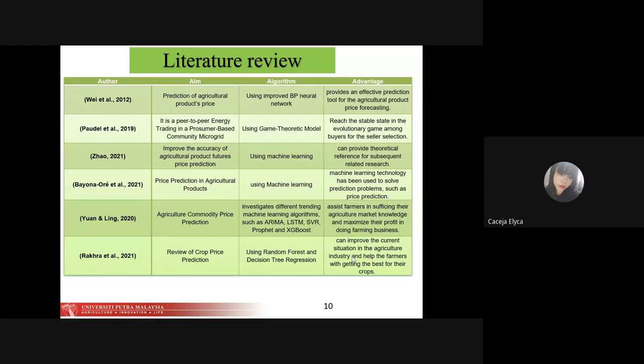And then we have Yuan Link 2020. They used it for agriculture commodity price prediction. They are using ARIMA, LSTM, SVR, Prophet, and XGBoost, which help farmers in sufficing their agriculture market knowledge and maximize their profit in doing farming business. And lastly, we have RACRA 2031, which made a review of crop price prediction using the random forest and decision tree regression algorithm, which they said can improve the current situation in the agriculture industry and help the farmer get the best for their crops.